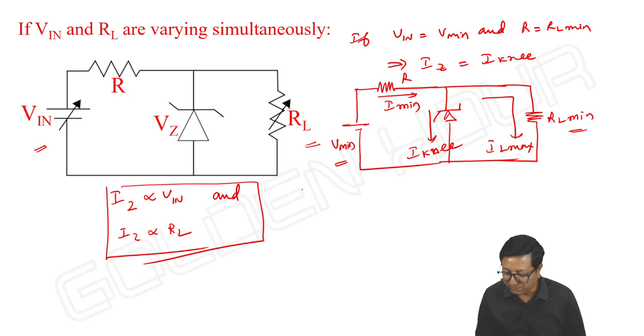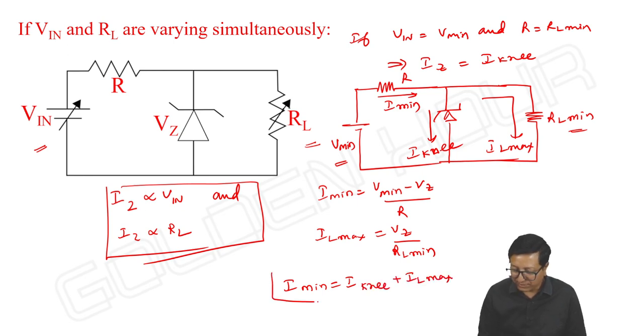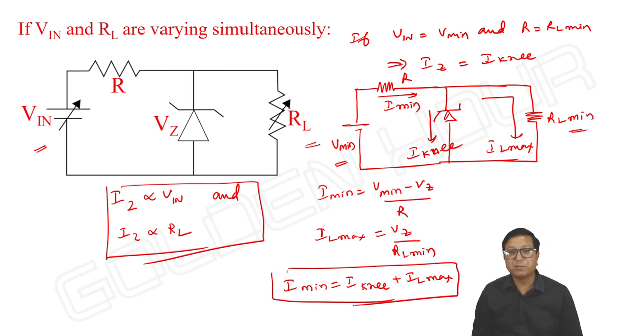Okay. Now we can develop the equations like I minimum is equal to V minimum minus Vz by R, and IL maximum is equal to Vz by RL minimum, and also I minimum is equal to the knee current IZ minimum plus IL maximum. It is not possible to write I minimum is equal to I knee plus IL minimum. Current through the Zener diode and load current cannot be minimum simultaneously. Impossible.